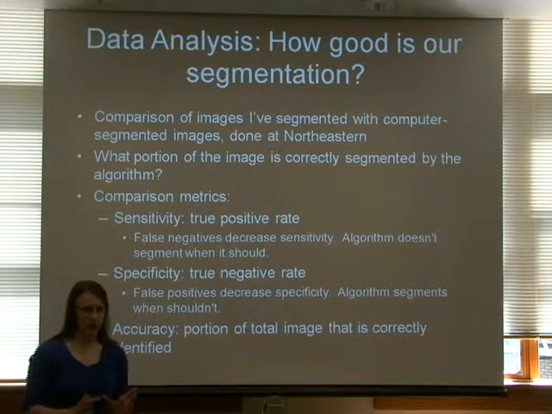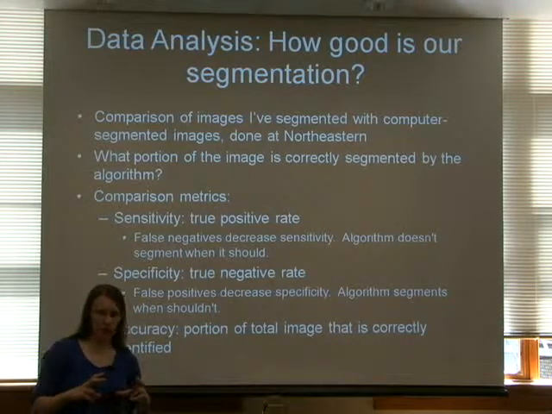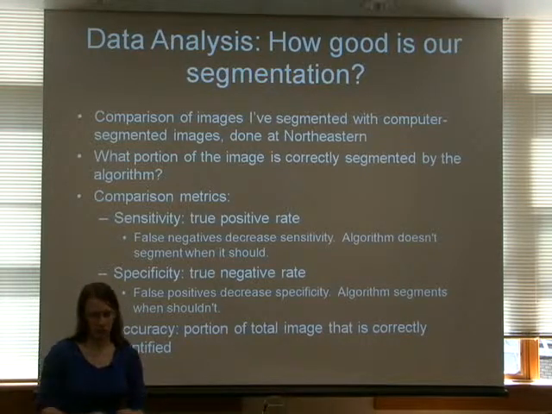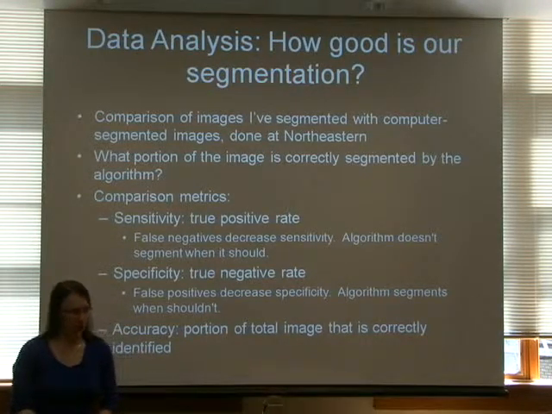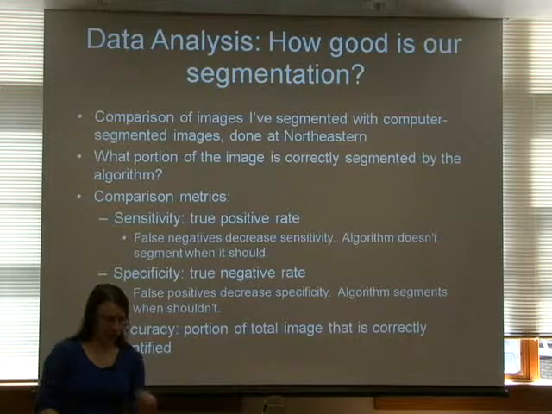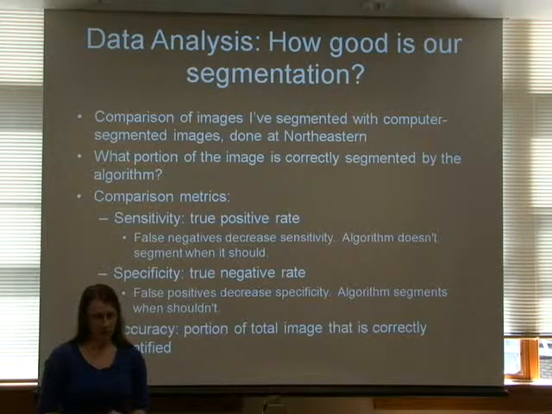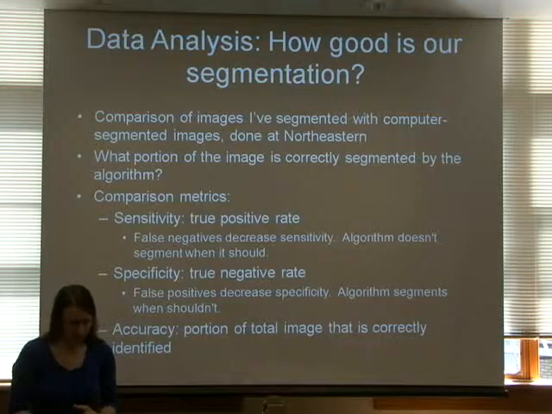And they only tested the part of the image that showed the retina. There's some black in the corners, but they ignored those because that isn't an image of the eye. And for the specificity, the false positives decrease the specificity, and that happens when the algorithm segments something when it shouldn't. And they also use accuracy, which is the portion of the total image that is correctly identified.